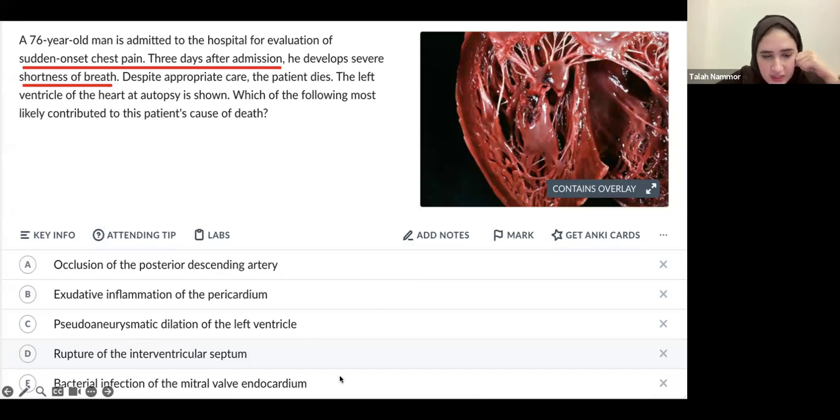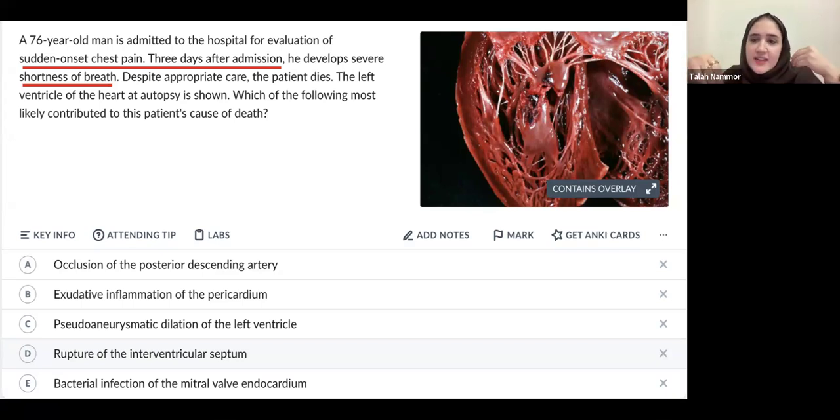So which of these do you think is the answer? C, pseudoaneurysmal dilation of the left ventricle. Do you guys agree? C. What causes, okay, we have a ruptured papillary muscle and you can see hemorrhage. So basically, it's an ischemic damage. So the blood to the papillary muscle was cut off by whatever cause. And this is what led to this.